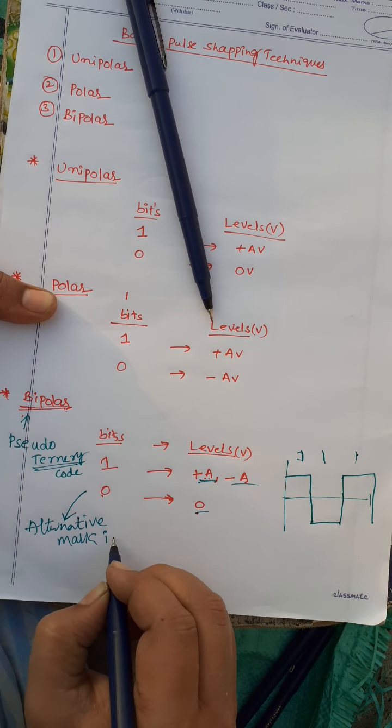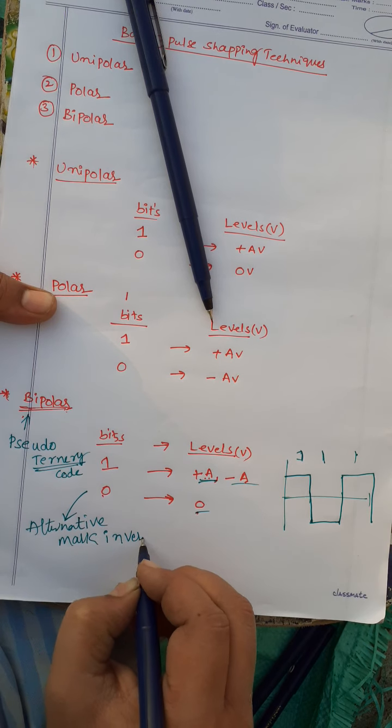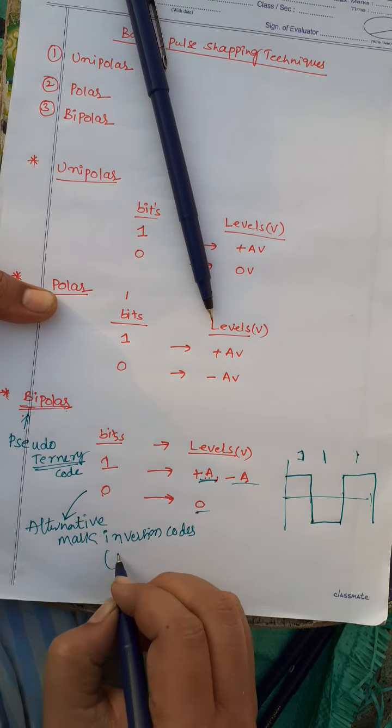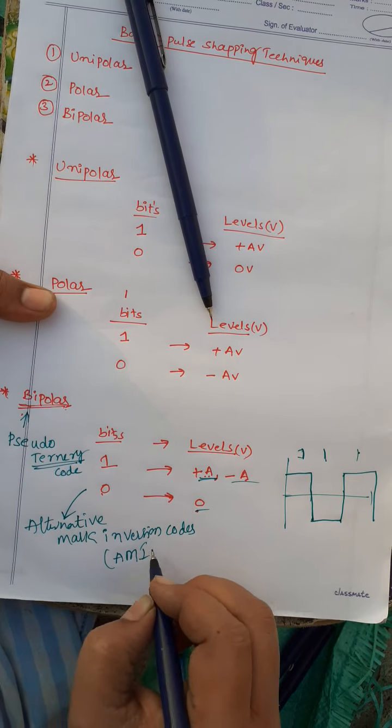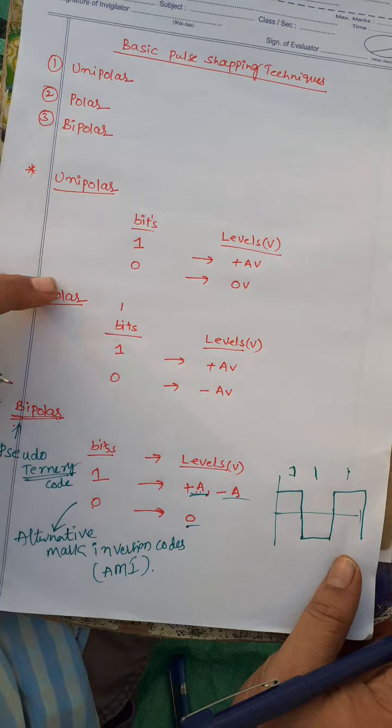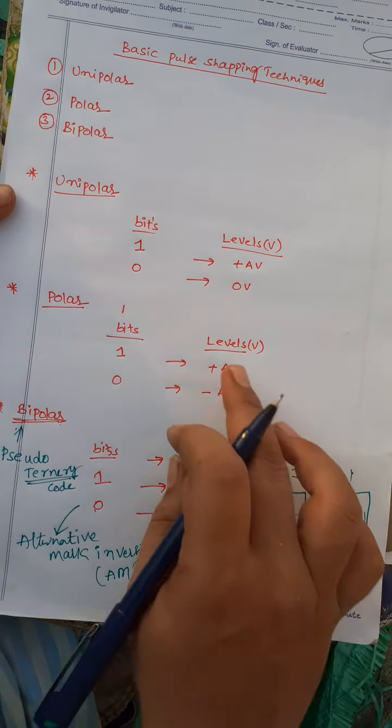Mark inversion method or codes. This is also called AMI codes. Now these three are the pulse shaping techniques.